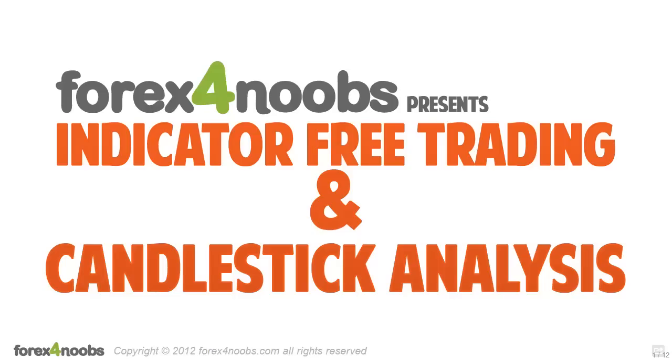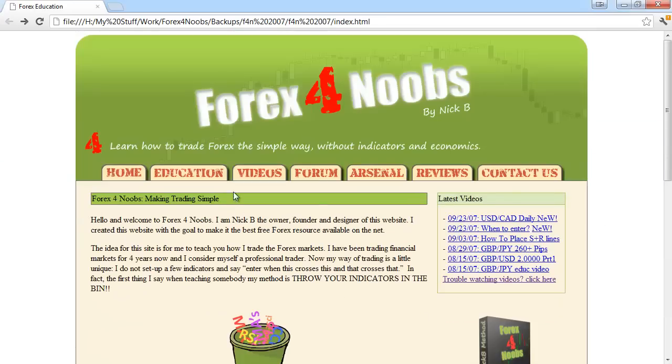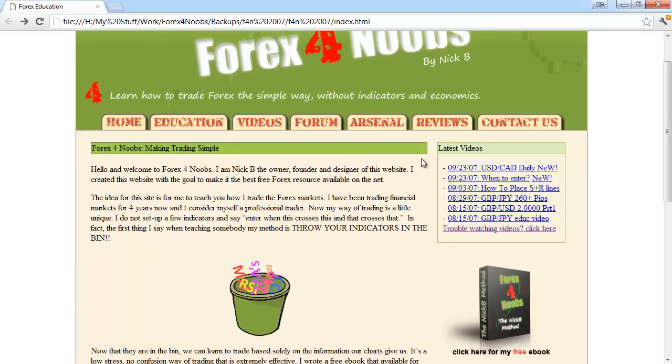And I actually found this today in my old files. This is Forex for Noobs back in 2007. And you can see, even back in 2007, I was teaching people to throw your indicators in the bin. Check that out. So I've been teaching this same strategy since 2007. So that's 5 years now. And actually the site opened in 2006, so I've been teaching it since 2006.